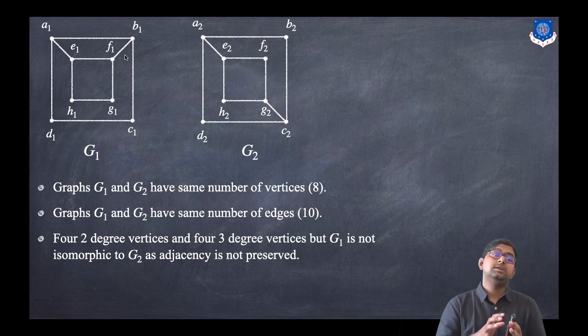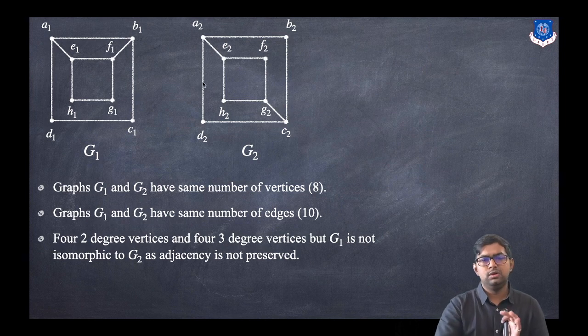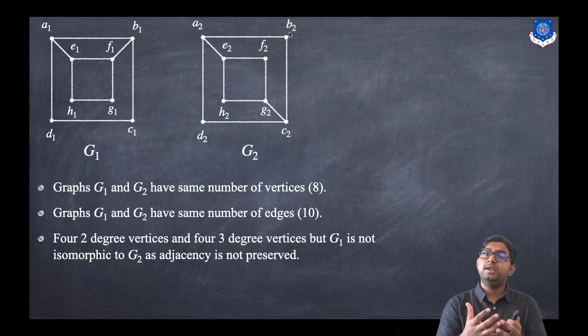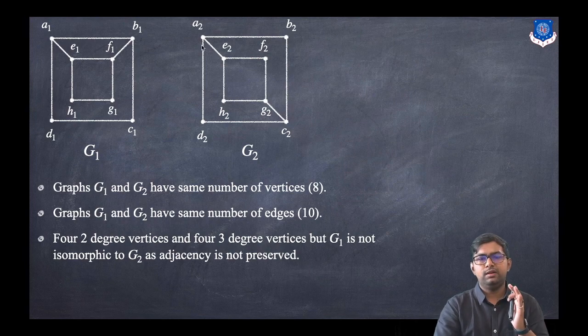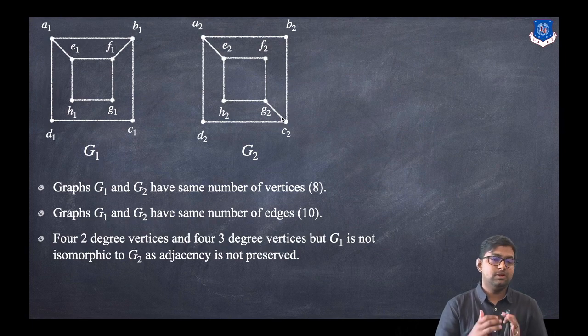So this type of situation has to be there in G2. Consider this: we have D2, H2, F2, and B2. They are of degree 2. And in the same manner, A2, E2, G2, and C2 are of degree 3. So that is also the same scenario, but still it is not isomorphic. Why? Because adjacency is not preserved.